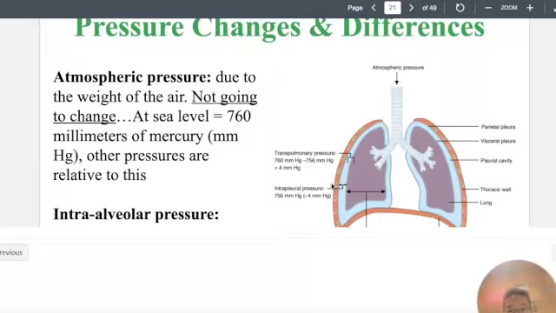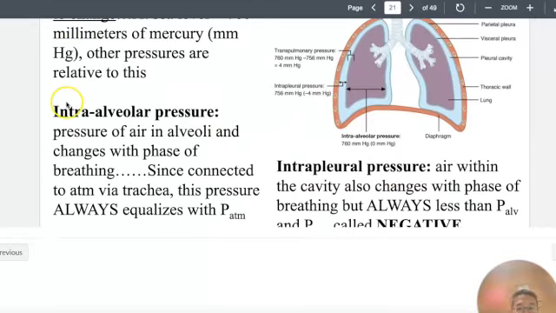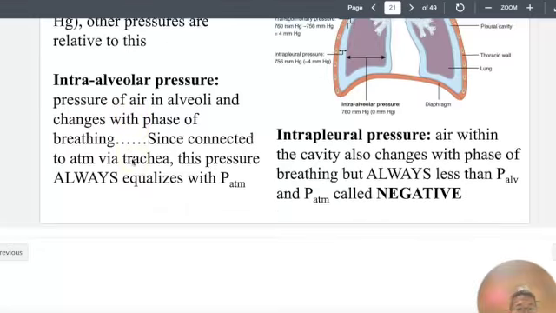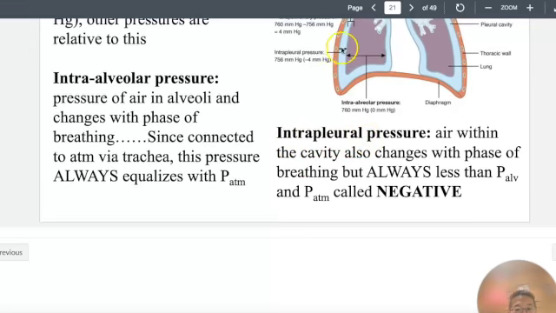So here is how we breathe. The atmospheric pressure due to the weight of the air is not going to change. Okay. Intra-alveolar pressure. So where is that at? Pressure of the air in the alveoli itself. Okay, so in the alveoli, there's pressure. There's also intrapleural pressure, which is right here.